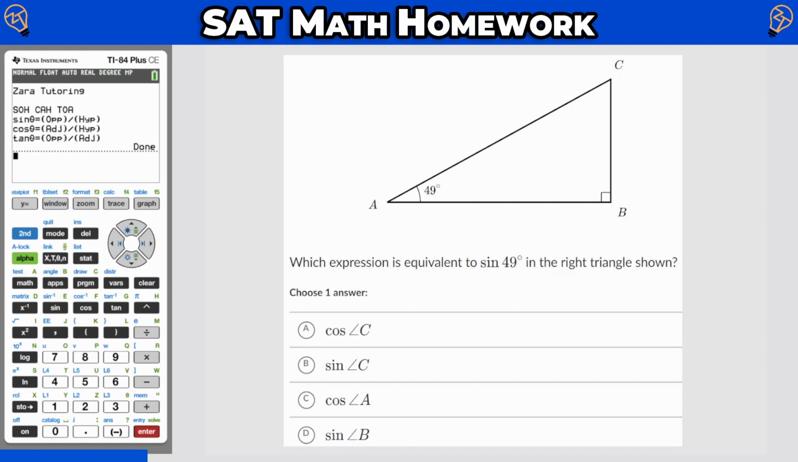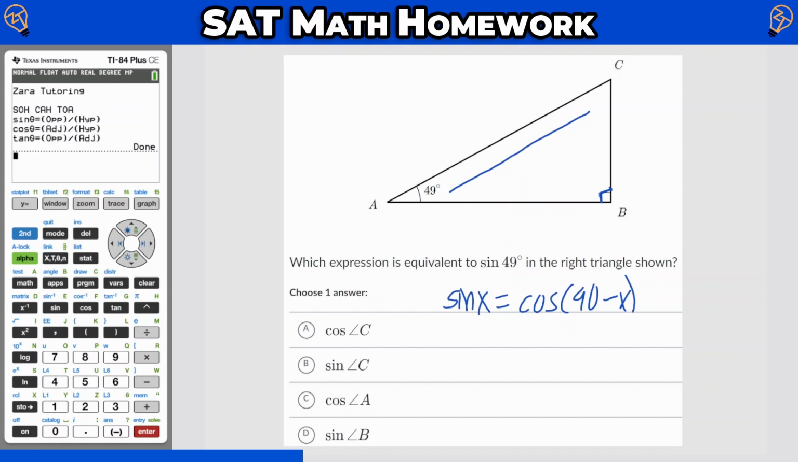And the concept behind that is that the sine of any angle is the same as the cosine of its complement. So when you have a right triangle, the other two angles, the two acute angles, always add up to 90, so that all three add up to 180.